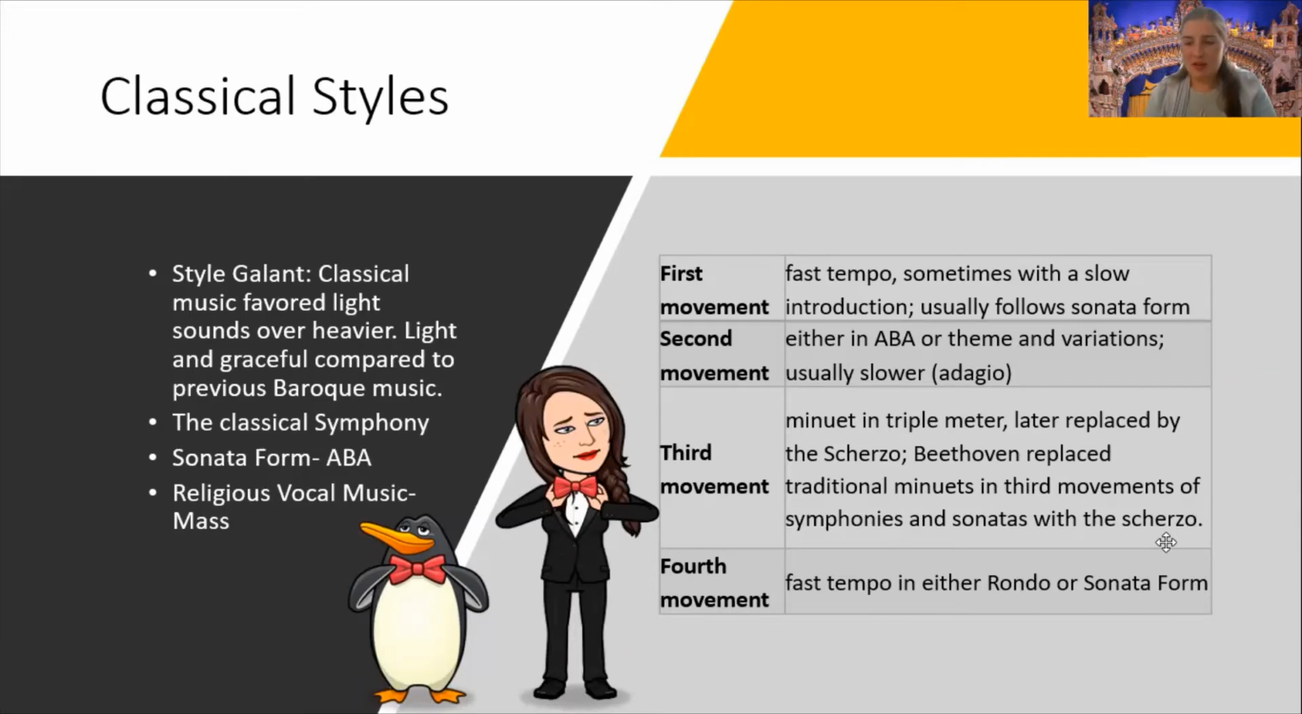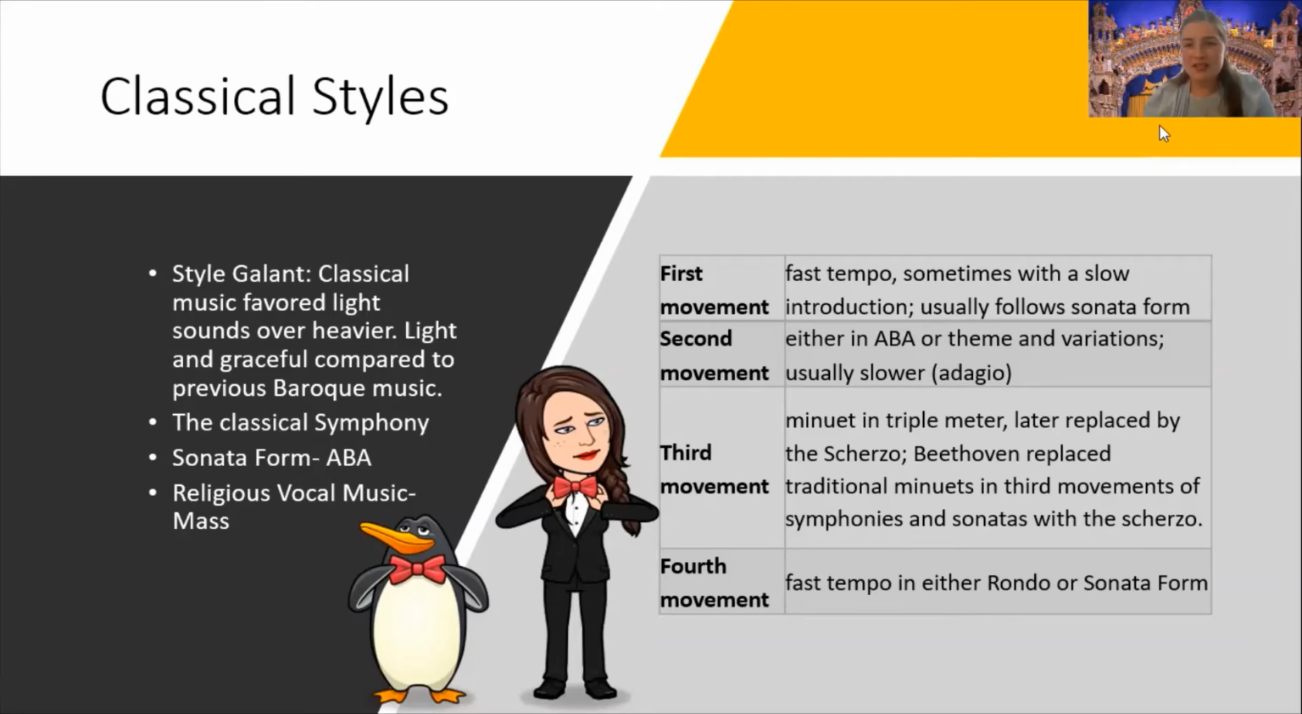We get the sonata form, which is the ABA form. I'm going to talk about that more in just a second. And we also get the mass is formed during this time. Of course, mass being a church service, a Christian church service, but the format for music for mass was kind of solidified and developed during this time.